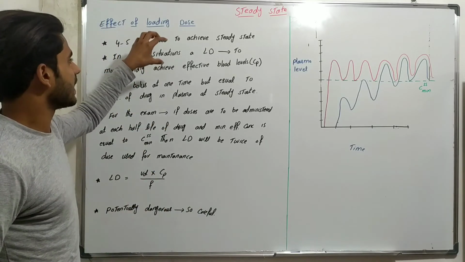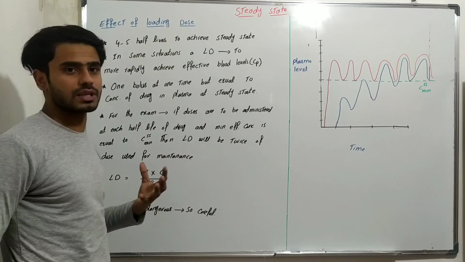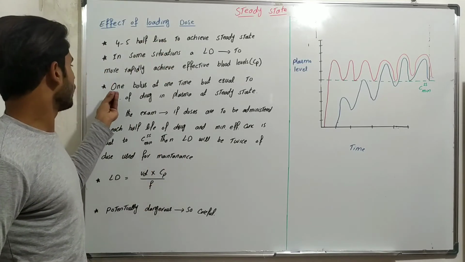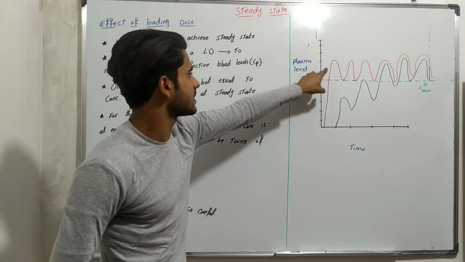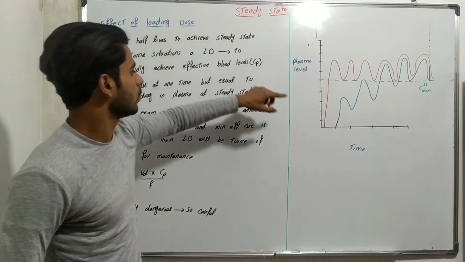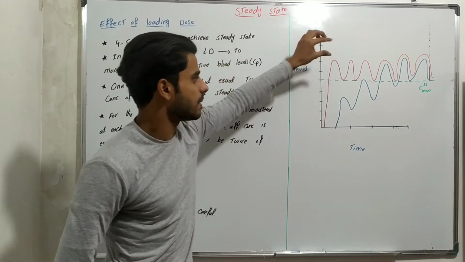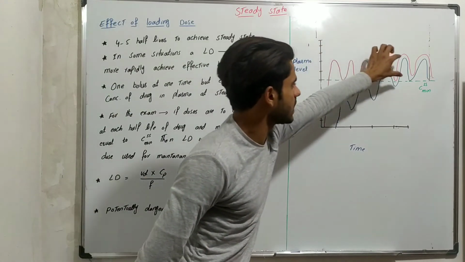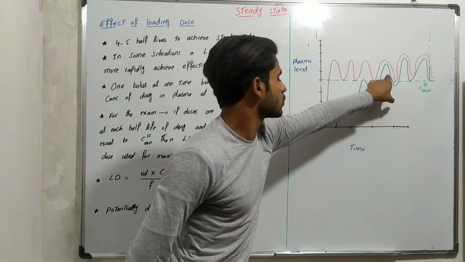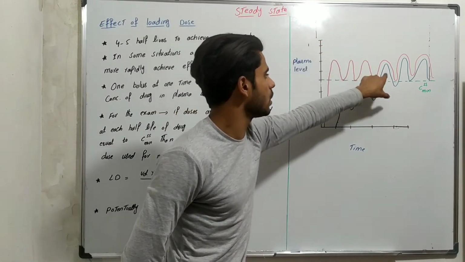And how can we get this plasma level rapidly, how can we use this loading dose? We will give one bolus at one time. We will take one bolus, this is about the loading dose. We will give one bolus at one time, but this bolus amount, this dose of drug, must be equal to the steady state. So this bolus we are giving at one time must be equal to the steady state.